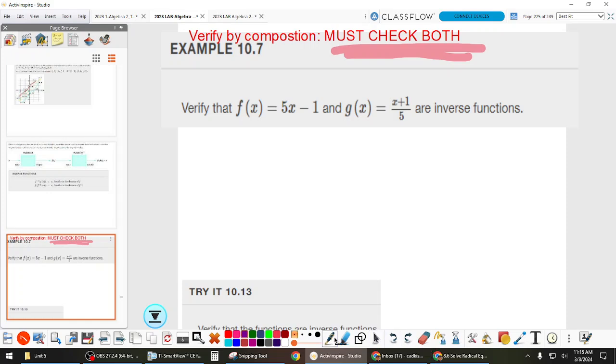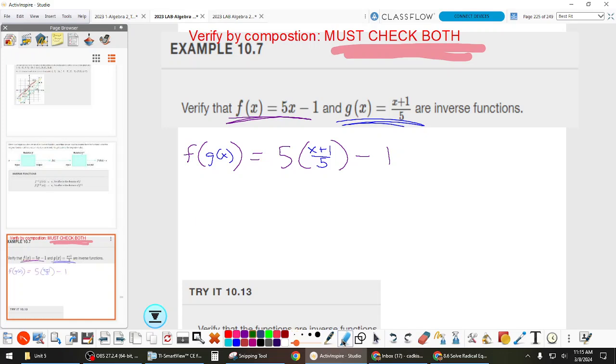I'm going to color code, and I think that helps keep everything straight. So let's do f of g of x. Leave room, plug g in, which is x plus 1 over 5, and then simplify. Well, what simplifies here on the right? 5 times 1 over 5, or 5 divided by 5, is just 1. So those cancel. And we're left with x plus 1 minus 1.